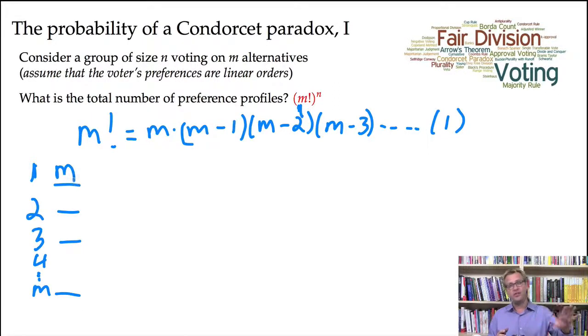But once you've settled on who comes in first, then that candidate can no longer come in second, third, and so on. So for the second position, there are only m minus 1 choices. Once you fix that candidate, there are m minus 2 choices for the third position, and so on. When you get to the last position, there's only one candidate left. So multiplying all of these choices together gives you m factorial.